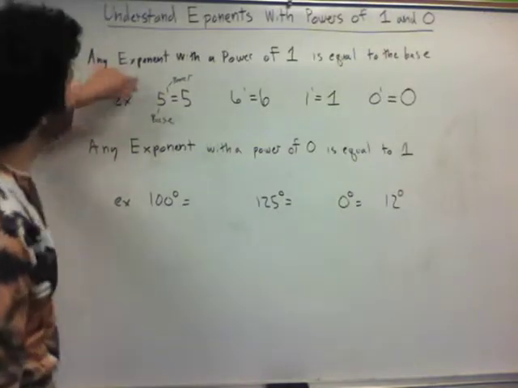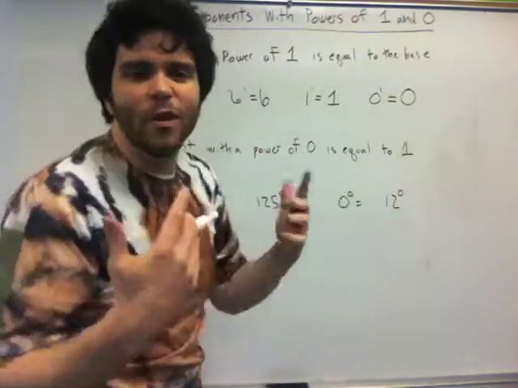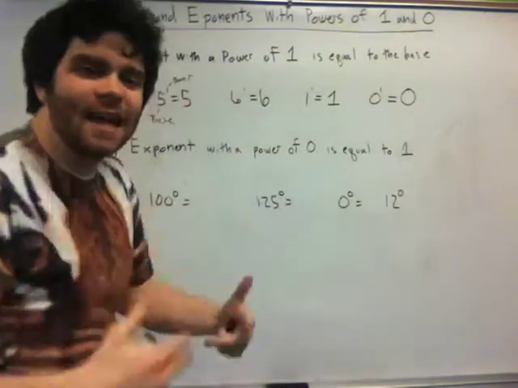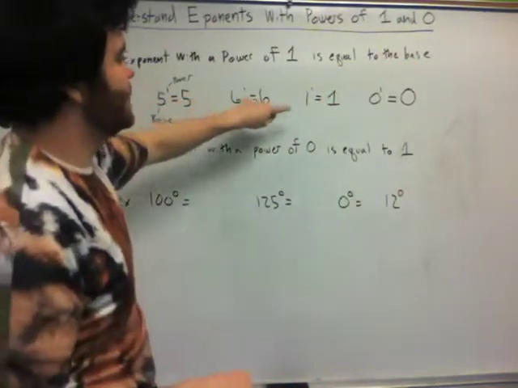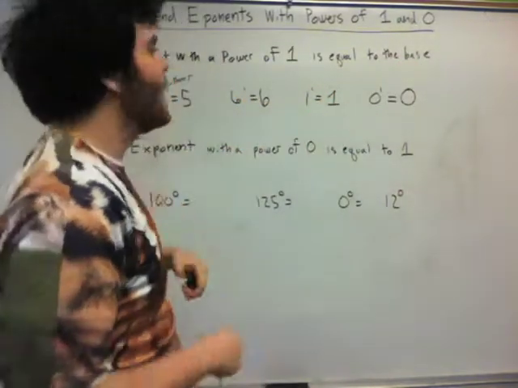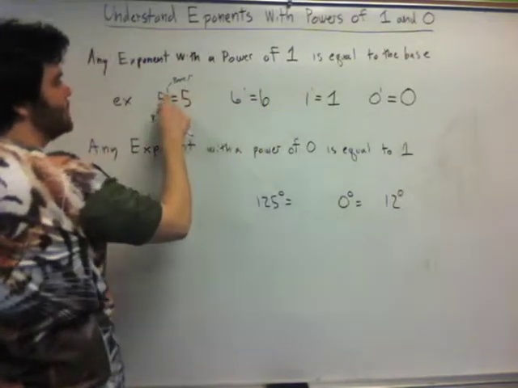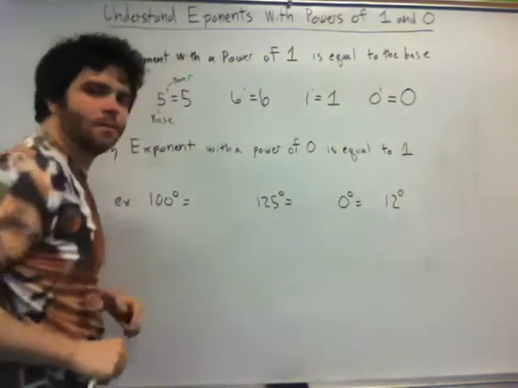Another way of writing this, in slightly different words, would be to say any exponent with a power of 1 is equal to itself. It's equal to that number that you really associate with it, which would be 5, 6, 1, or 0. But I say the base because I want to be specific. 5 is our base, 6 is our base, 1 is our base, 0 is our base. So any exponent with a power of 1 is equal to the base.